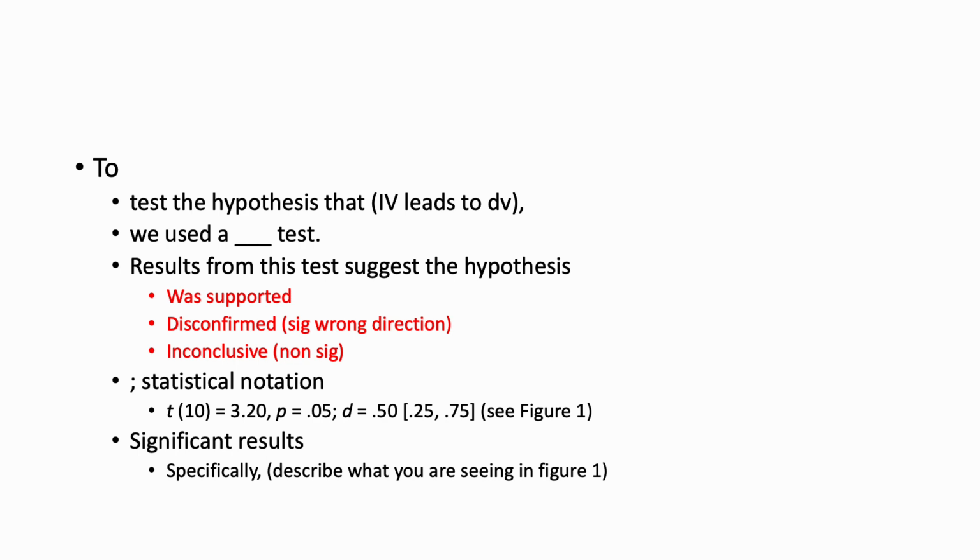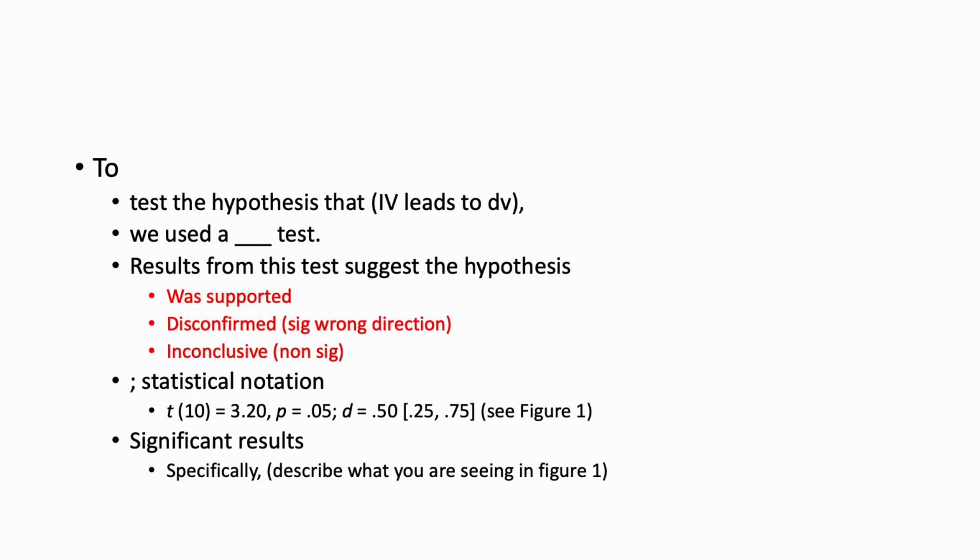Results from this test suggest the hypothesis was either supported: significant and the result was in the correct direction. So for a t-test, your means were different in the direction you predicted. For a correlation, the correlation was positive if you predicted a positive correlation, and so forth.